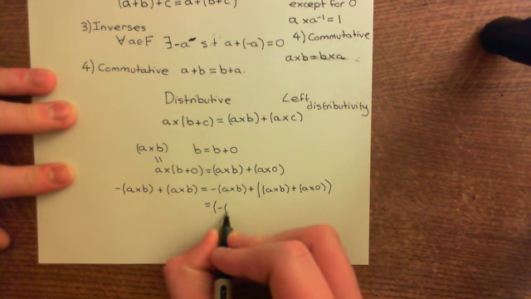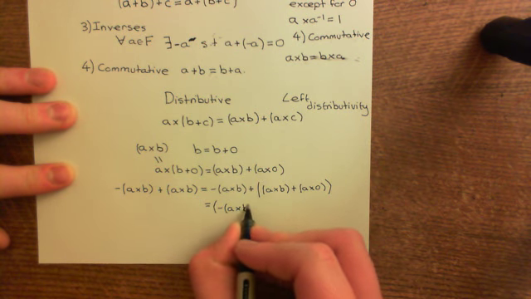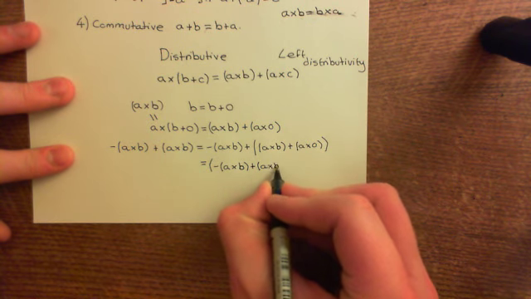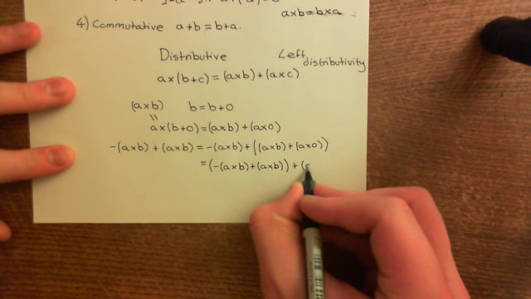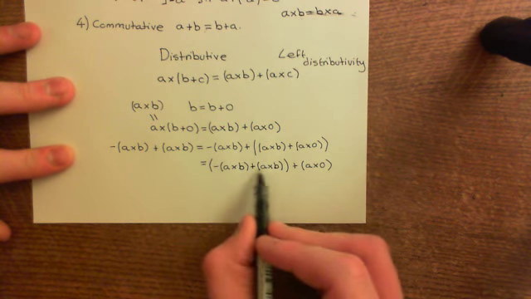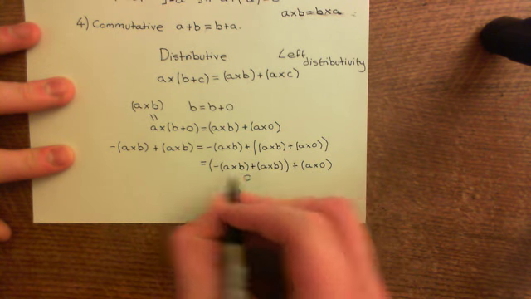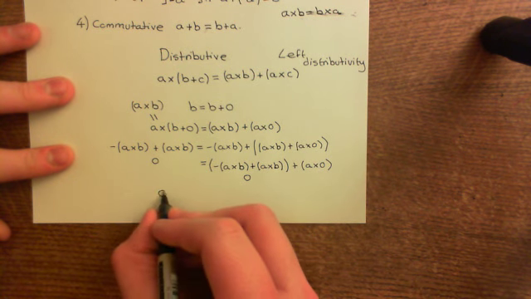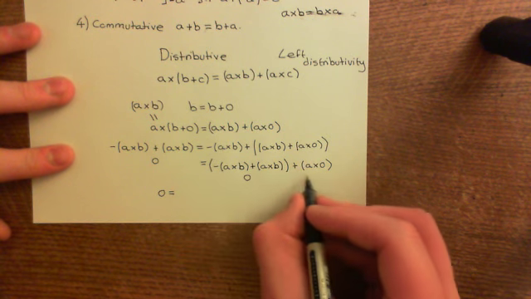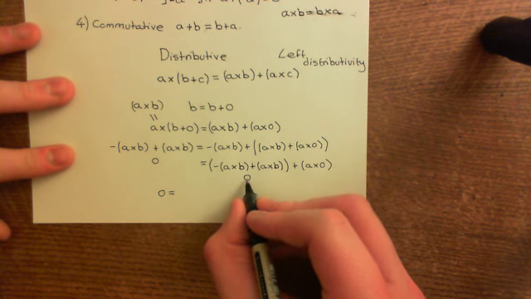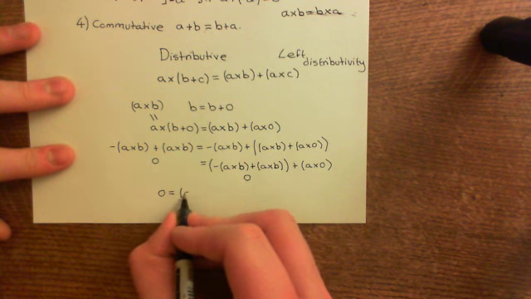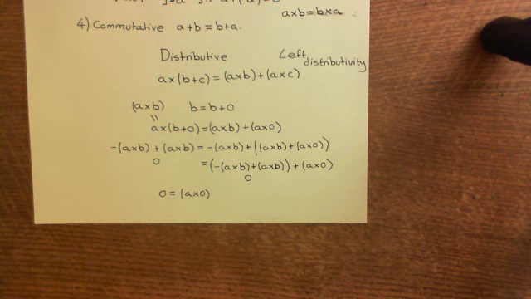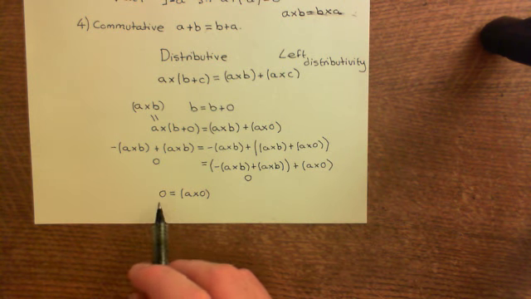So we'll get that the additive inverse of a times b composed under addition with a times b, and then composed under addition with a times 0. Now, we can compose these two together and get that that's the additive identity. We get that the additive inverse is the additive inverse plus whatever this number is. But of course, the additive inverse plus anything is just itself. So this is a times 0. So that tells us that anything times 0 is just the additive identity.